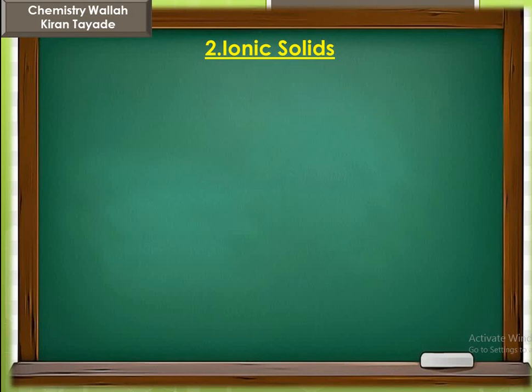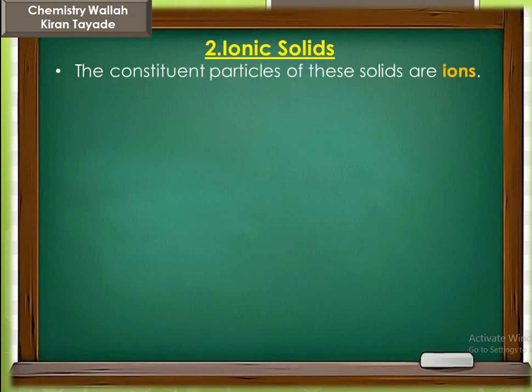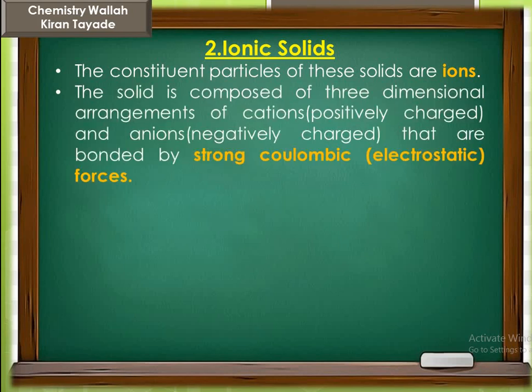Second type of crystalline solid: ionic solids. The name says that there is a bonding between ions. There are two ions, one cation and another anion. The constituent particles of these solids are ions. These solids are composed of a three-dimensional arrangement of the cations.